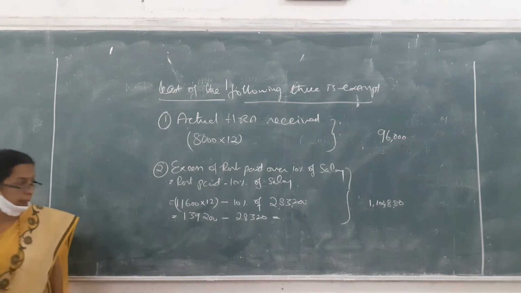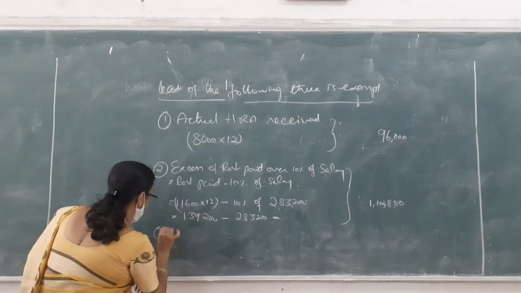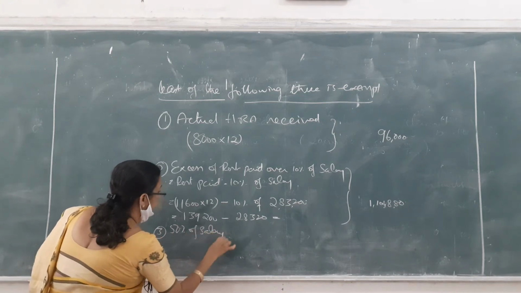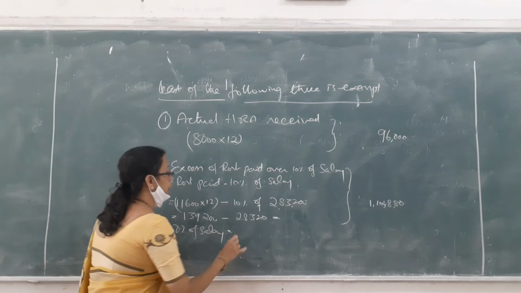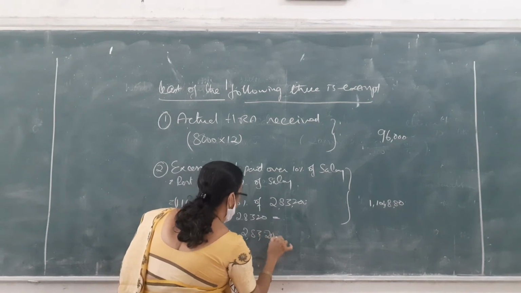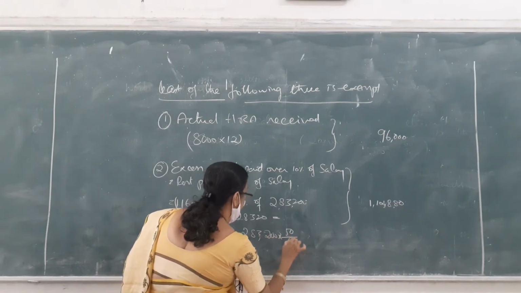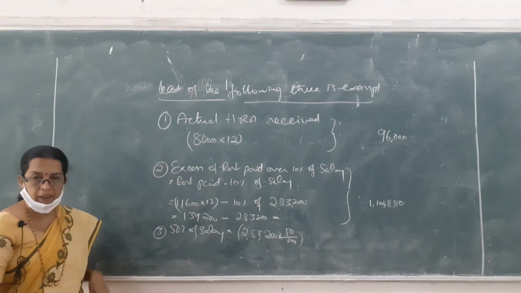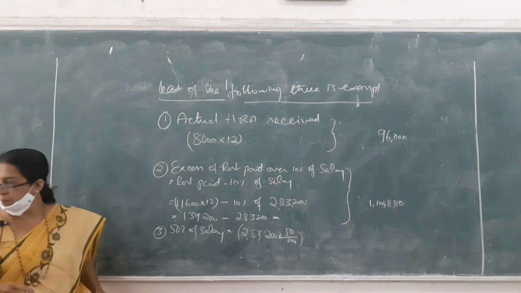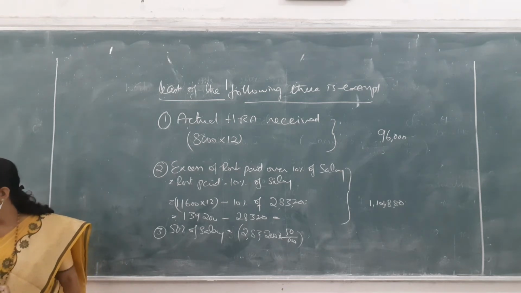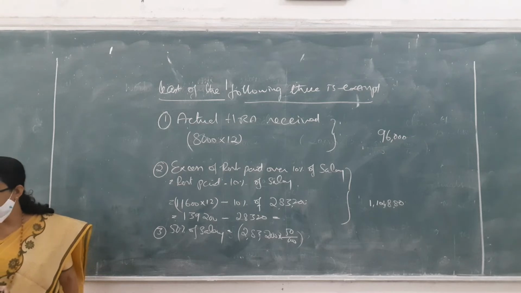Third one, 50% of salary is equal to 2,83,200 into 50 by 100. Here 50% because the house is at Delhi, a metropolitan city. So 2,83,200 into 50 by 100.